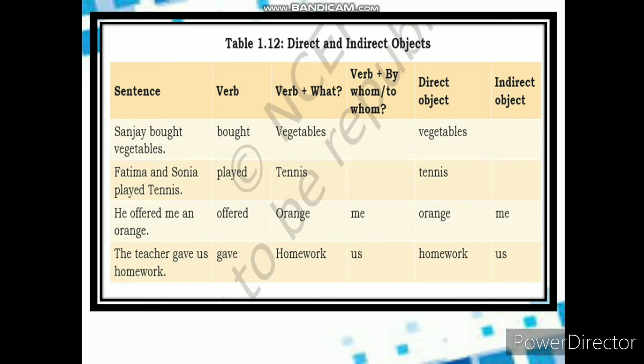Third one, he offered me an orange. Verb is offered and answer of what is orange. To whom or by whom? Answer of this question is me. So direct object is orange and me is indirect object. The next one, the teacher gave us homework. Verb is gave. Answer of what? Homework. To whom? Answer of this question is us. So direct object is homework and indirect object is us.